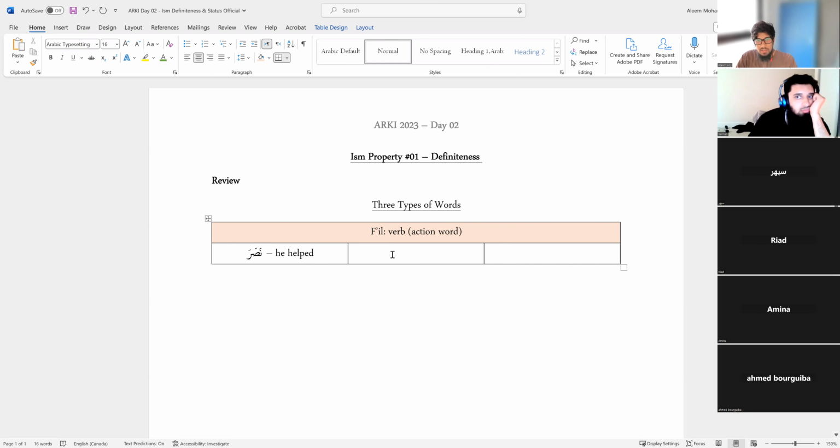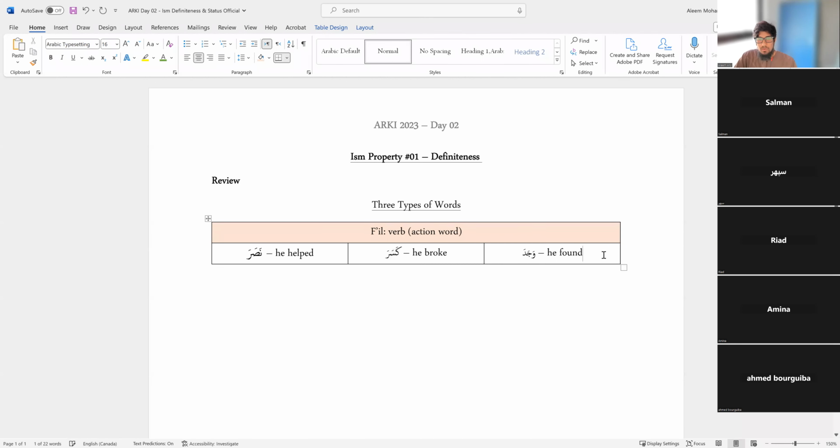Another example would be a word such as kasara, which means he broke, right? Kasara. So it's talking about Ibrahim breaking the idols. This is one of the words that is utilized. Kasara. And another example would be a word such as wajada, right? Which means he found.